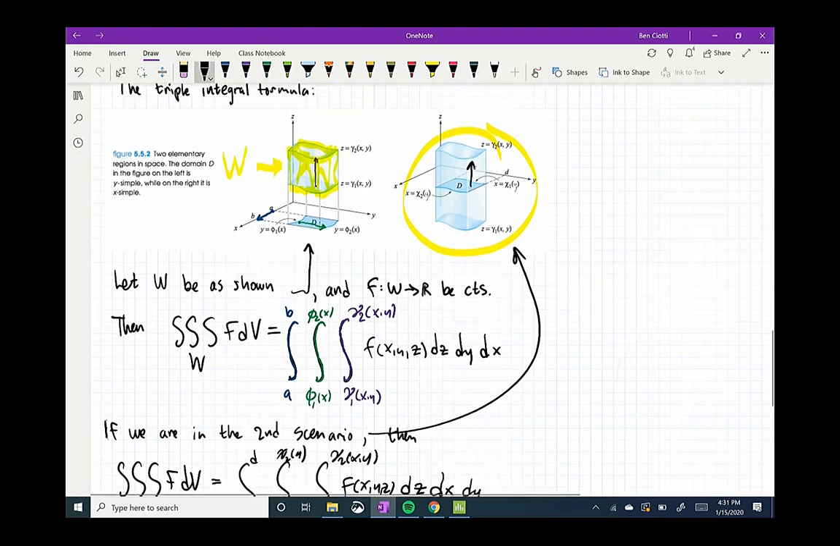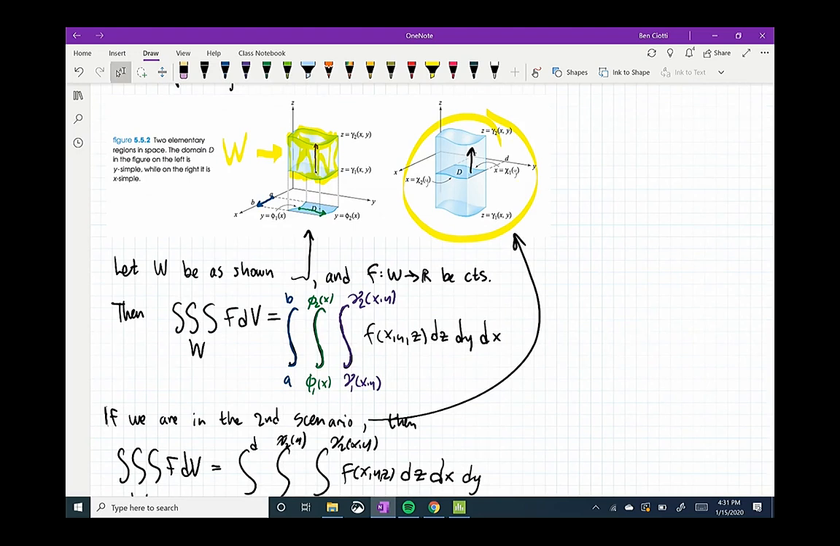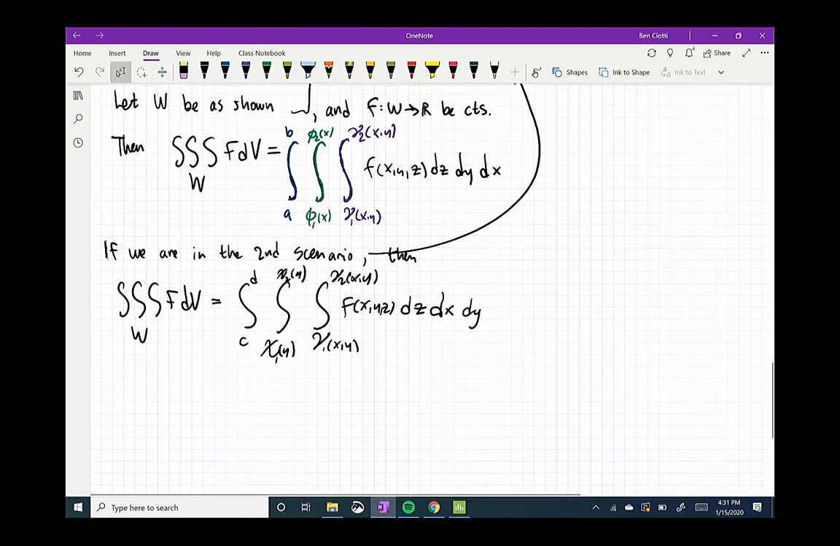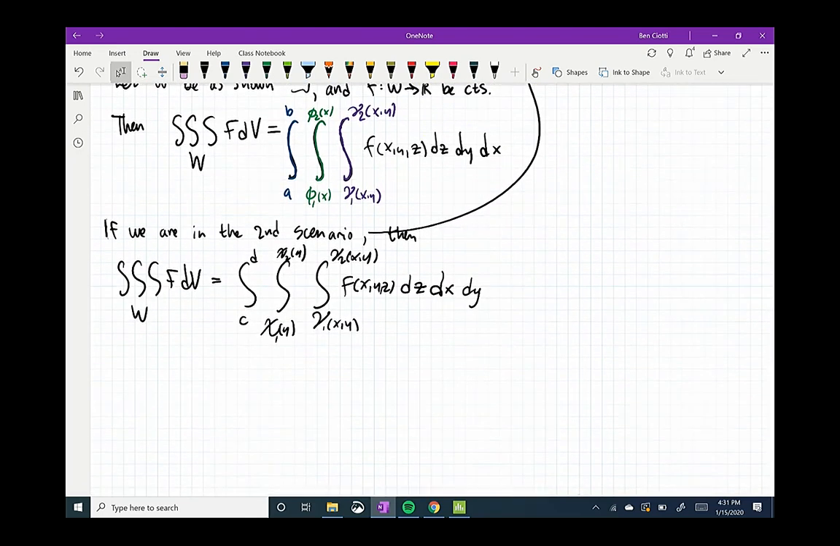Okay, yeah, you can see the difference is in the second scenario, D is an X simple region. In the first one, it's a Y simple region. So similarly, for the 4 other cases, you're going to have 4 more cases, 2 more where you integrate X first, and 2 more where you integrate Y first. I'm not going to write them all down.